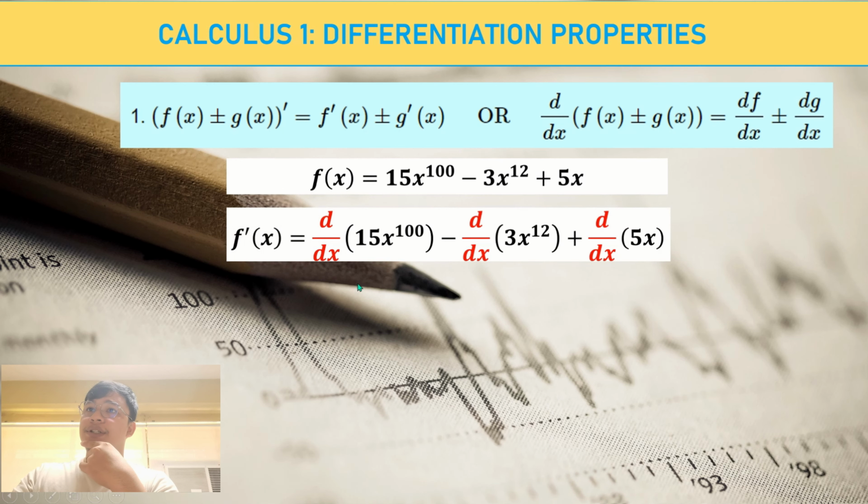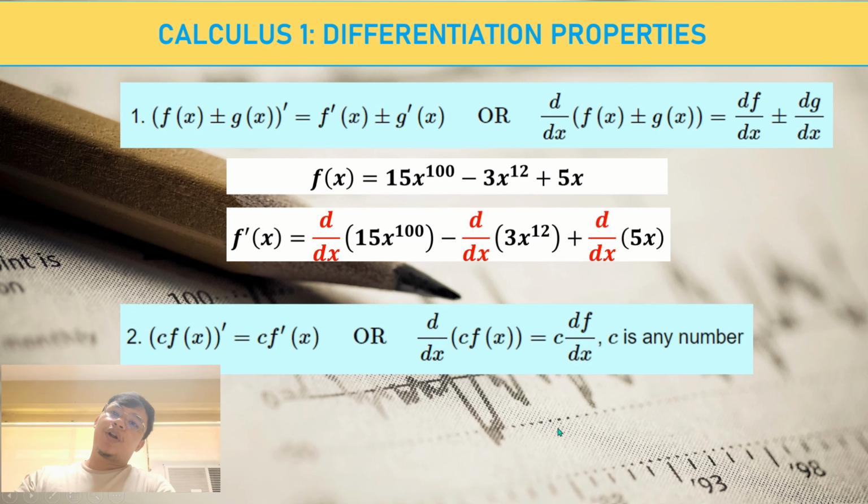So in this case, we can do them separately. The first derivative of this function is similar to the first derivative of 15x raised to the power of 100 minus the first derivative of 3x raised to the power of 12 plus the first derivative of the function 5x. So ito lang ang ibig sabihin ng properties. Take note of these properties in differentiation.